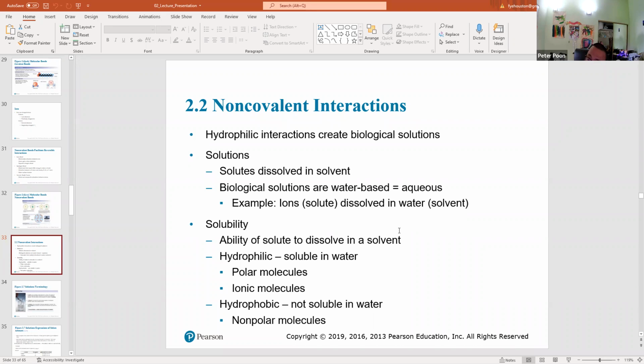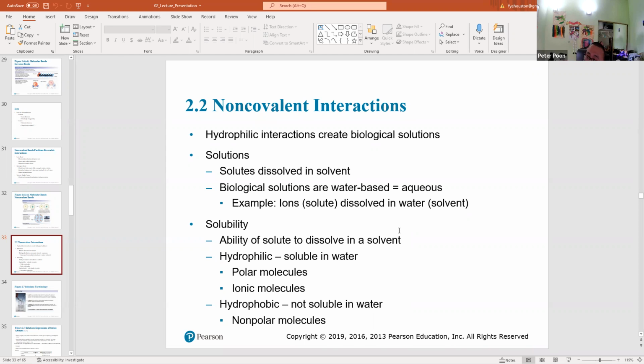That leads to a concept called solubility. Solubility is the ability of a solute to dissolve in a solvent. Depending on the solvent, they'll have different solubilities. For example, you can take salt and dissolve it in water very easily, so salt has a very high solubility in water. You take that same salt and try to dissolve it in oil, and it won't dissolve nearly as well. So salt has very low solubility in oil.